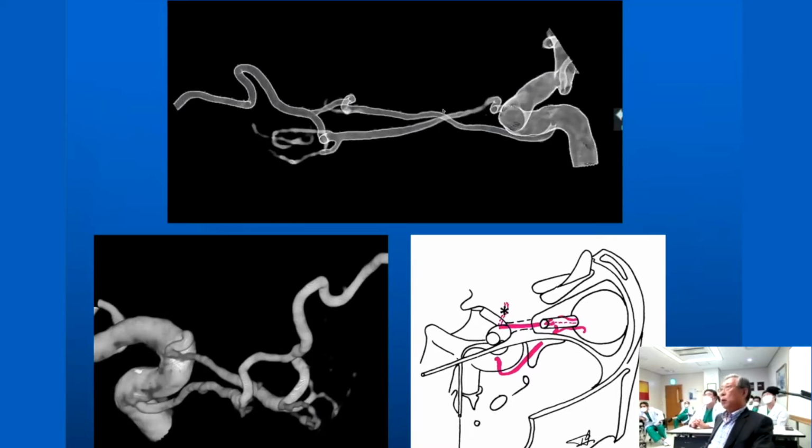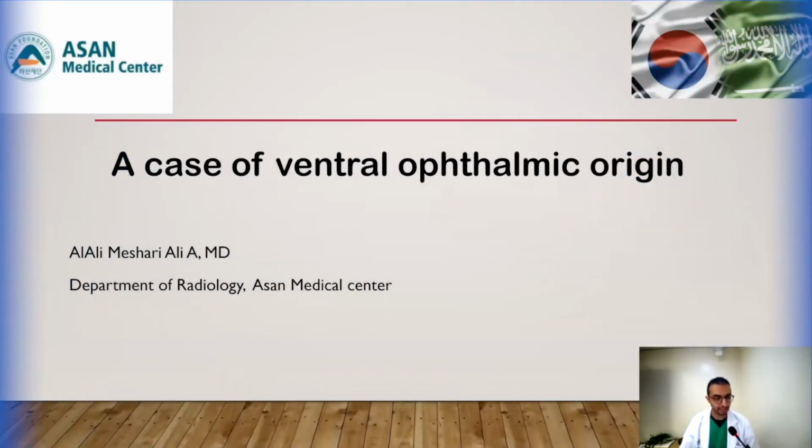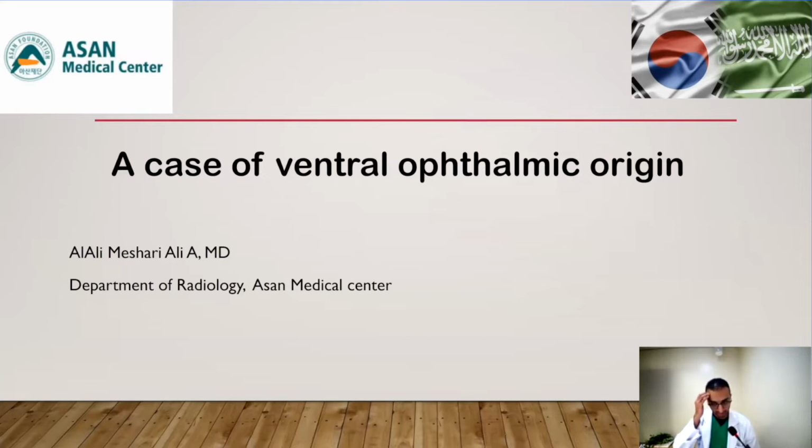Two ophthalmic arteries connected inside the orbit. Dorsal ophthalmic, primitive ophthalmic. Because this is already connected, so this is not ventral at all. It's primitive ophthalmic. So I will present two cases of ventral ophthalmic origin.